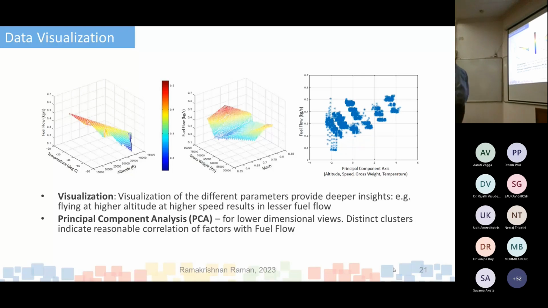Especially in this case, where you have six or seven different data elements, it is very difficult to visualize seven-dimensional data. At most we can visualize only three dimensions. So that's where techniques such as principal component analysis, which can reduce high-dimensional data to a lower-dimensional projection, can be used. For example, in this figure, you can see the altitude, speed, gross weight and temperature, all four dimensions, represented onto a single dimension and then plotted against fuel flow. It gives a better visualization and helps you see whether these make physics sense or not.